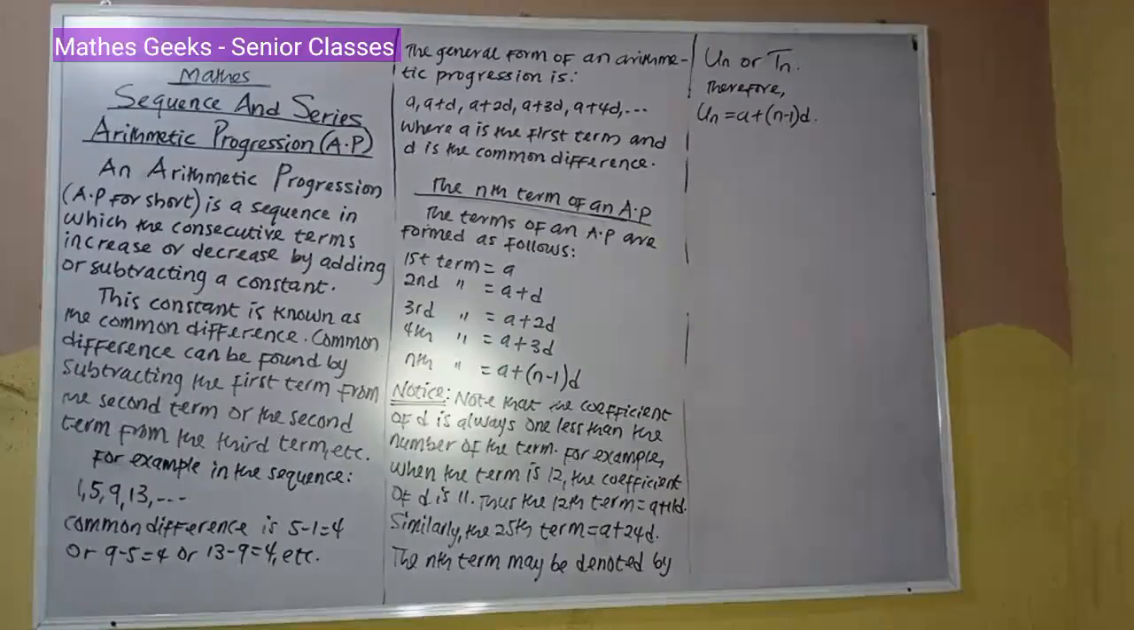We are looking at arithmetic progression in this video. Now, what is an arithmetic progression, or AP for short? An arithmetic progression, AP, is a sequence in which the consecutive terms increase or decrease by adding or subtracting a constant. This constant is known as the common difference. Take note, this constant is known as the common difference.